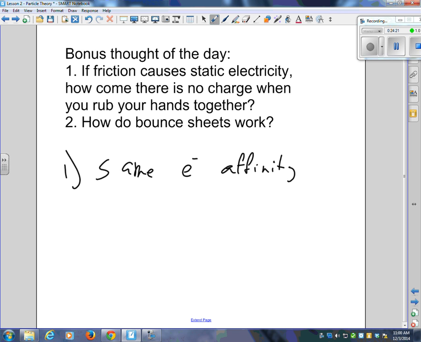Okay, now, last bonus thought of the day. When you put your wash in the dryer, it jumbles all around, you pull everything out, there's that yucky static cling, right? What do you put in your dryer so you don't get static cling, Lane? Bounce sheet. So what's going on with the bounce sheet? It's a whole lot of negative charges. I'm going to answer that question Friday. I want you to think about that.